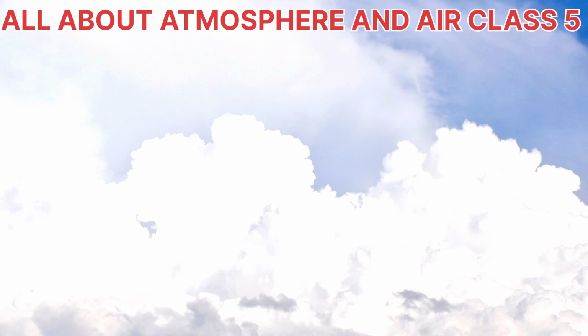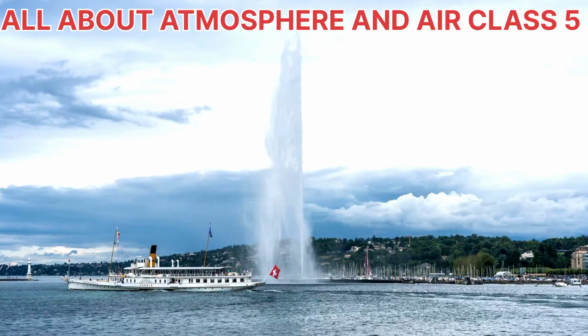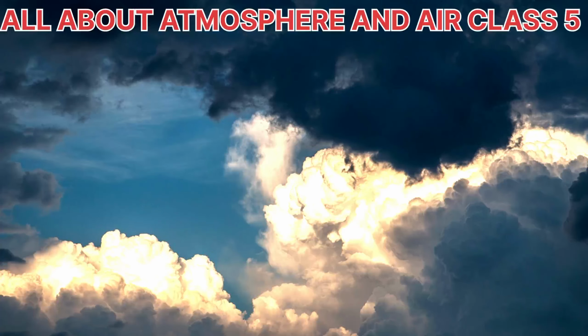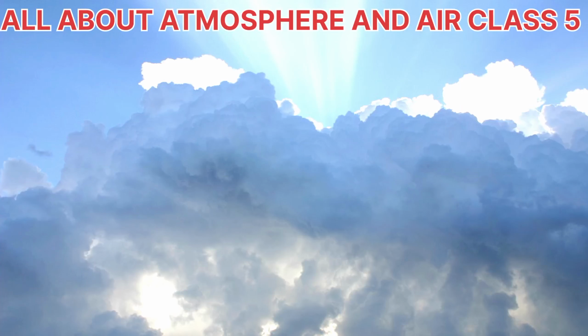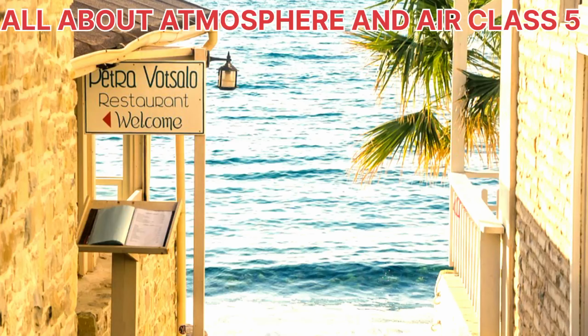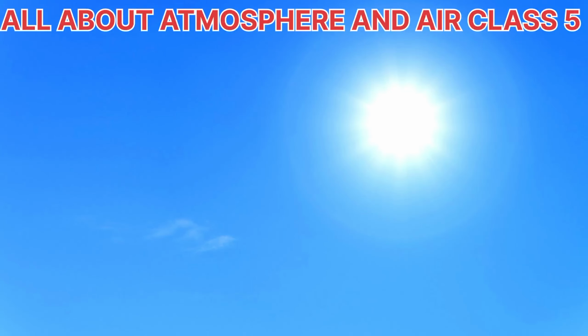Atmosphere has five layers: troposphere, stratosphere, mesosphere, thermosphere, and exosphere. First of all, we are talking about troposphere. Troposphere is the lowermost layer of the atmosphere, and it extends from the surface of the earth to about 20 kilometers above it. It contains about 75% of all the air in the atmosphere. 99% of water vapor is present in this layer, and all weather changes take place in this layer.